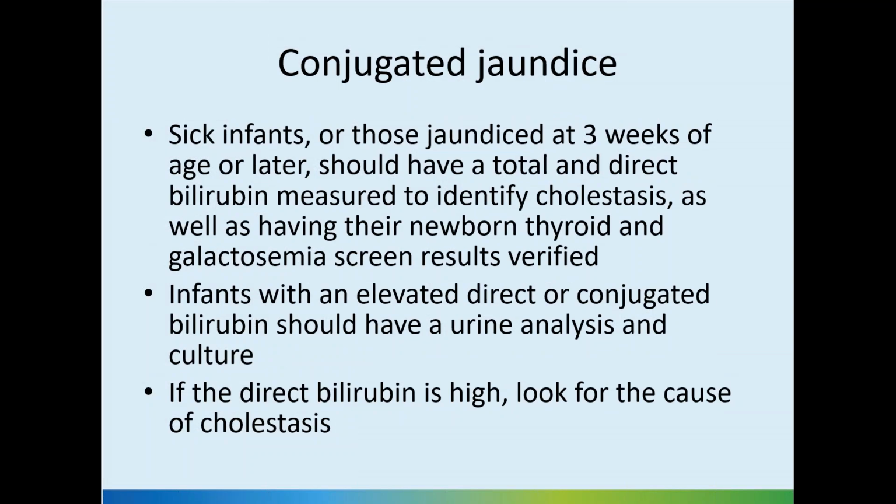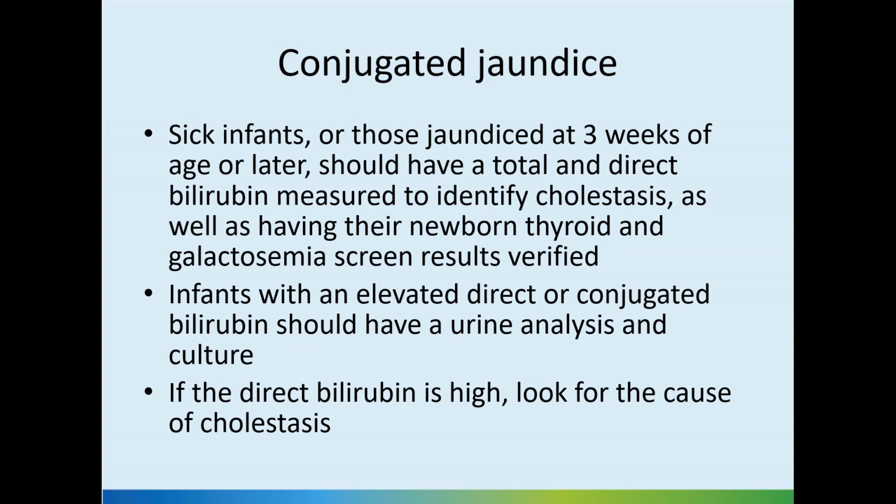In terms of conjugated jaundice, if the baby is sick, especially if the premature baby has been on TPN or has infection, or the babies were jaundiced at 3 weeks of age or later, we should have a total and direct bilirubin measured to identify cholestasis. We should also have the newborn's thyroid and galactosemia screen results verified either through the newborn screen or testing separately. We should remember that we should not miss any case of biliary atresia diagnosis. So that's the reason we want to do the prolonged jaundice screen at 3 weeks of age. 2 to 3 weeks, but majority of the time, if you have been monitoring the jaundice in the beginning, 3 weeks is a reasonable time.